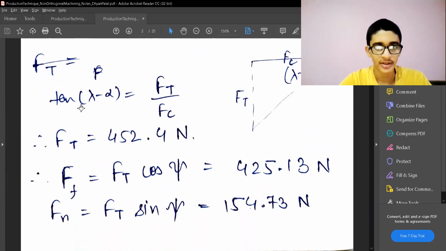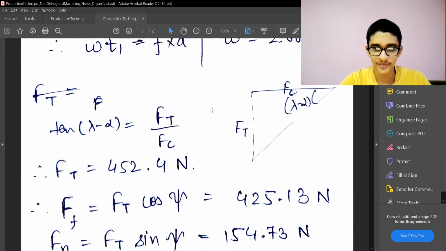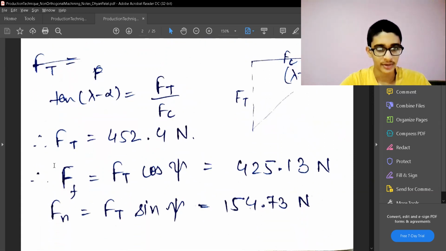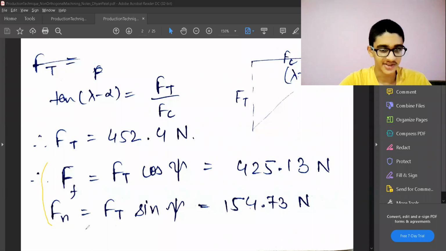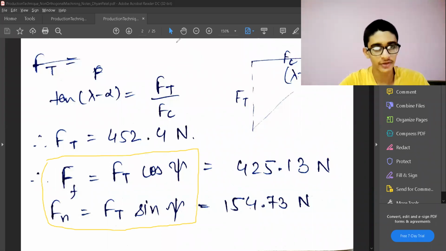So let's come to the circle. This is one of the triangles from that Merchant's circle. From that circle, I know the angles, and I know the Fc value, the cutting force. So I can find the thrust force. Now the feed force will be thrust force times cos phi. So this is a new entry for us, a new understanding for us. Earlier we had only one component of force perpendicular to Fc, but now we have three components of force.